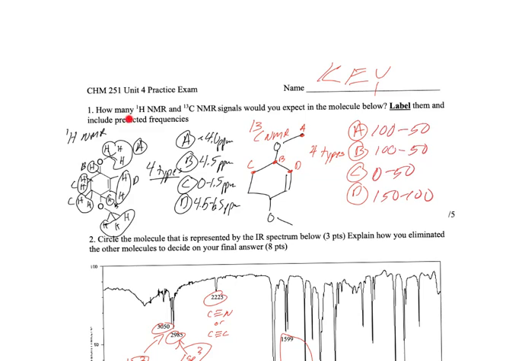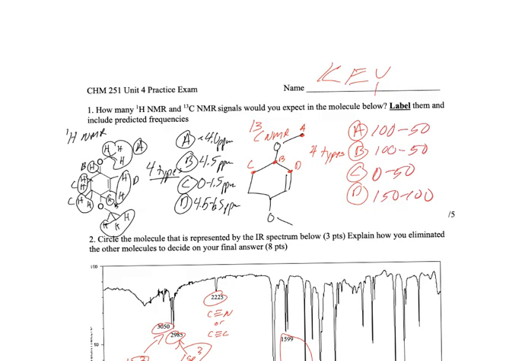Okay, so we've got a molecule here, which we drew. How many proton and carbon NMR signals would you expect? Label them and include predicted frequencies. This is just using your tables, but also looking for symmetry in this molecule. This molecule does have symmetry. If you cut it in half this way, it's the same on either side. Because of that, it has fewer different peaks than you'd expect.